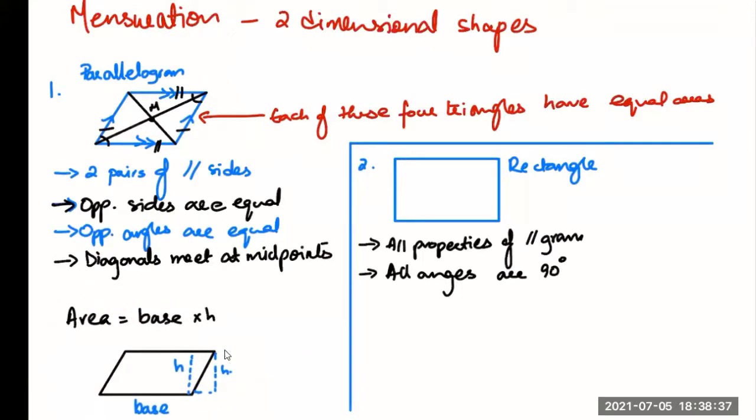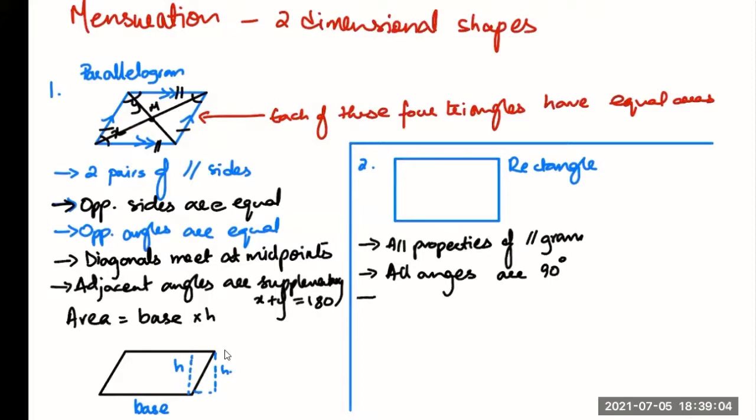Okay, there's one property that I missed on the parallelogram, which is that adjacent angles are supplementary. Which means that if this is x, this is y, then x plus y must equal 180. Okay, if there are any questions in the middle, please ask.